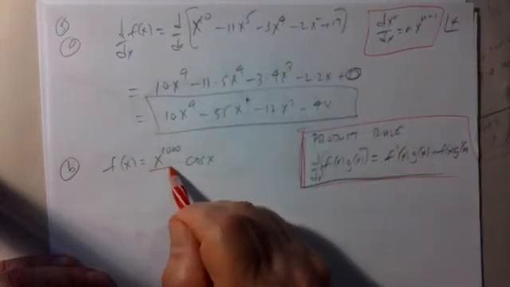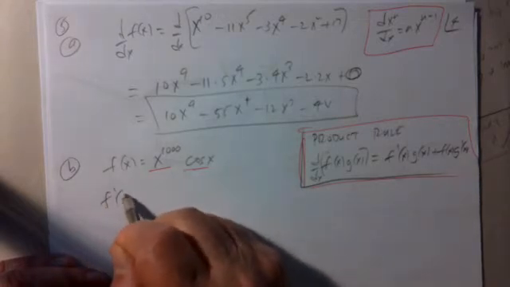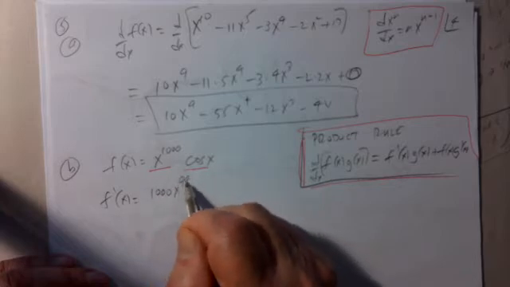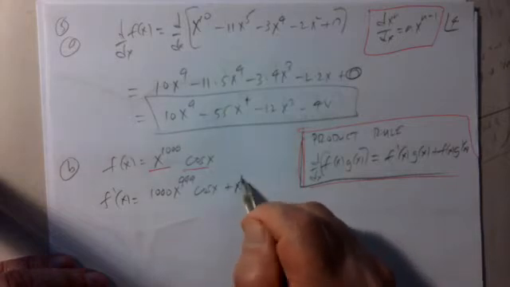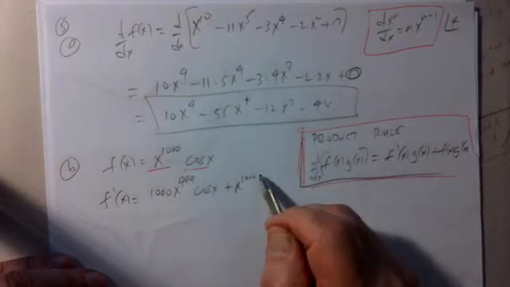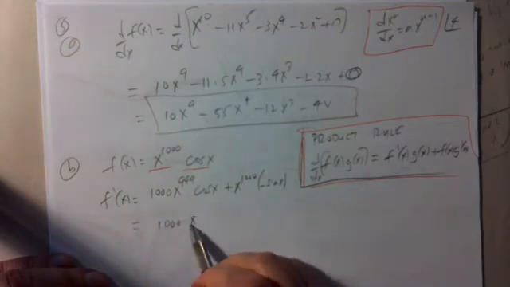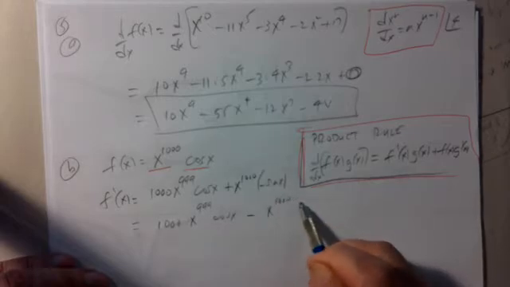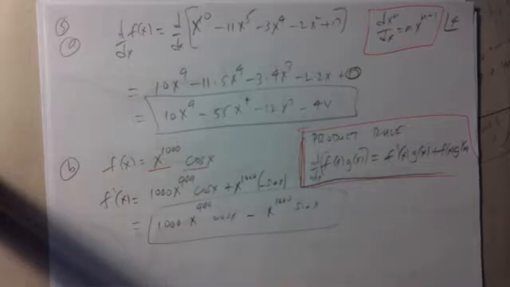So here, this is the first function. Here's the second function. So for this function, f prime of x is the derivative of x to the 1000. That's 1000x to the 999 times the cosine of x plus x to the 1000 times the derivative of the cosine, which is minus the sine of x. So this is 1000x to the 999 cosine x minus x to the 1000 sine of x. That's the answer.